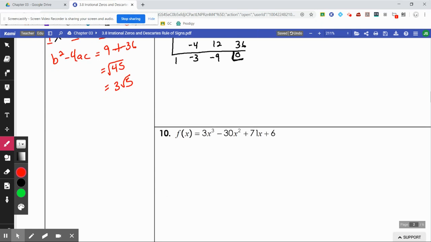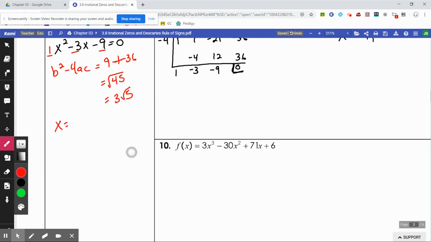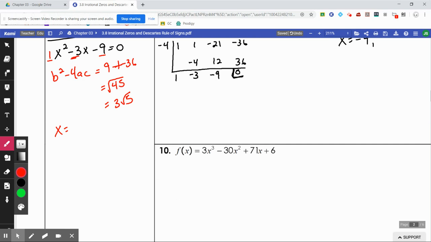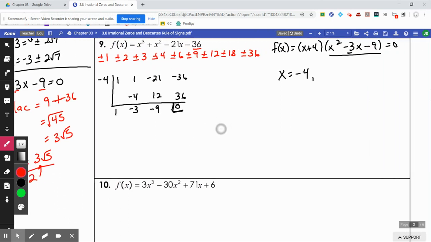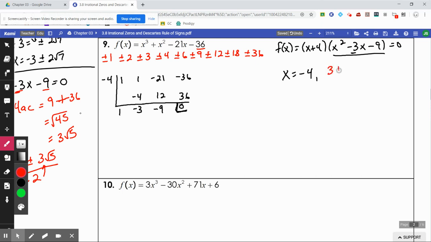So now my formula says x is equal to negative b. Here's b. So negative negative 3 is 3 plus and minus that stuff over 2 times a. My a value is 1, so 2 times 1 is 2. Since this will not divide, you don't have to split it. That's going to be my other two roots. 3 plus and minus 3 root 5 over 2.